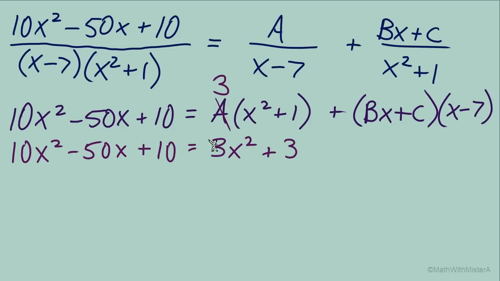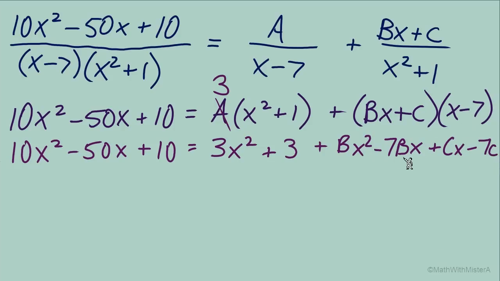So the left side is good. Distributing, 3x squared plus 3. This will need to be FOILed out, 2 by 2 multiply to give us the 4 terms: Bx squared minus 7Bx plus Cx, and minus 7C.